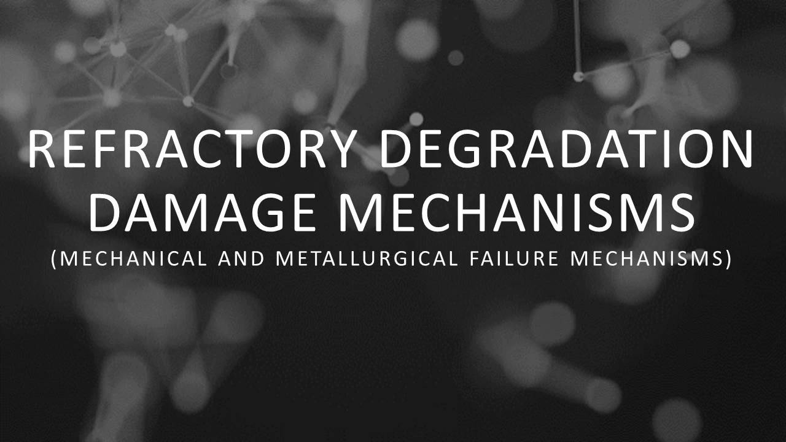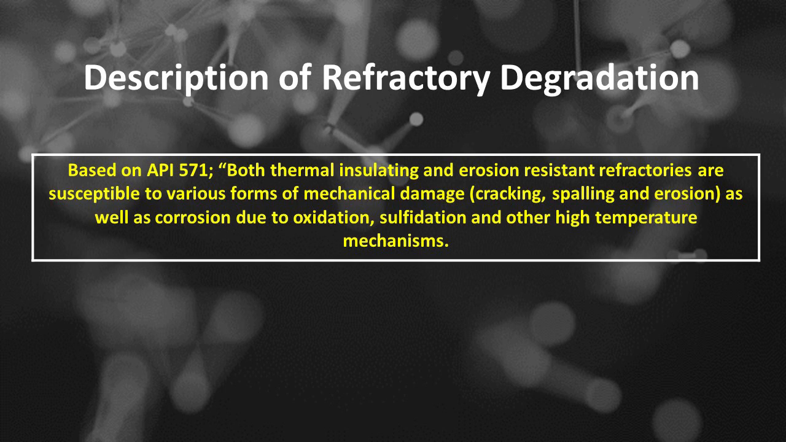Refractory degradation damage mechanisms is a part of mechanical and metallurgical failure mechanisms. Description of refractory degradation based on API 571. Both thermal insulating and erosion-resistant refractories are susceptible to various forms of mechanical damage, cracking, spalling and erosion, as well as corrosion due to oxidation, sulfidation and other high-temperature mechanisms.